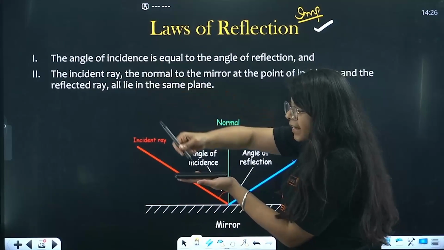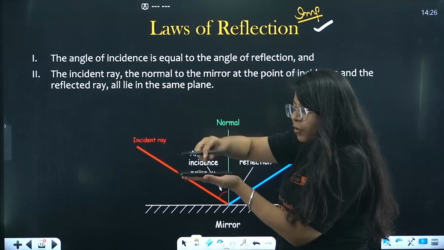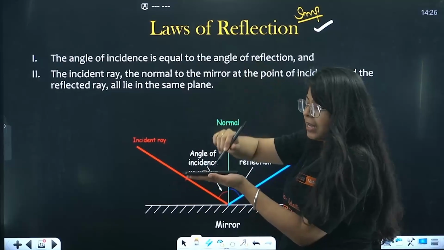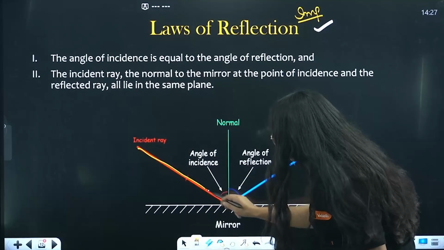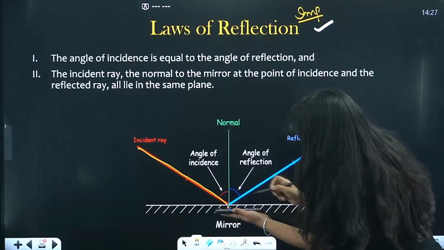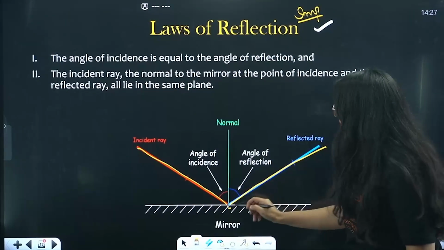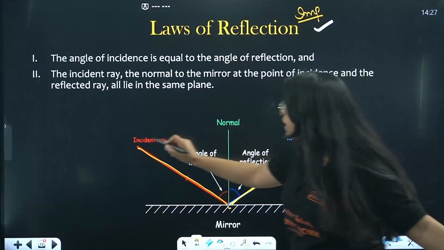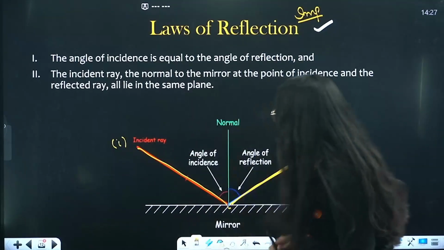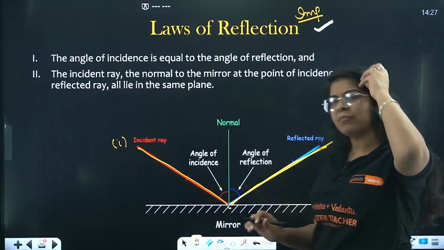Now one incident ray came, and from this phone, from this mirror, it reflected back. It will do something like this, right? Similar to this. So this is the incident ray. It came, it bounced back from this mirror and reflected back. Now this beta is my incident ray, and this is my reflected ray. Now up till here, ma'am, we are clear.